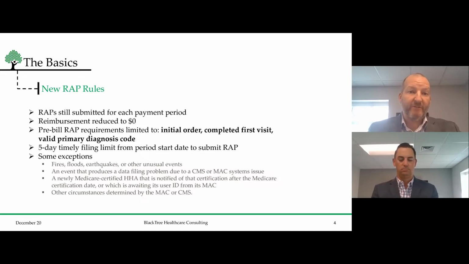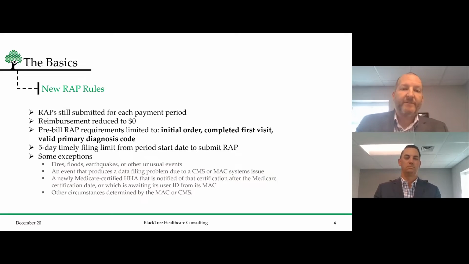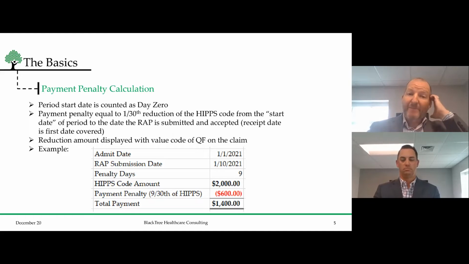Basically, your natural disasters, fires, floods, earthquakes, or other unusual events. An event that produces a data filing problem at CMS or MAC. A newly certified agency notified of the certification after the Medicare certification date. So those retroactive certifications for new agencies, or the quote unquote other circumstances determined by MAC or the CMS. So those are the only exceptions, but for the most part, you need to get those RAPs on file within 5 days. So how does that payment penalty work?